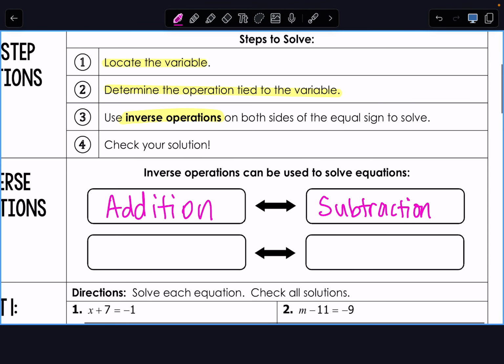So if we have a number added to our variable, to undo it, we need to subtract. If we have a number subtracted from our variable, to undo it, we need to add. Now, it is important that we keep our equation balanced. Whatever we do to one side, we have to also do to the other side of our equal sign to maintain balance. And that's something you've heard about before, right? Yeah? Okay.